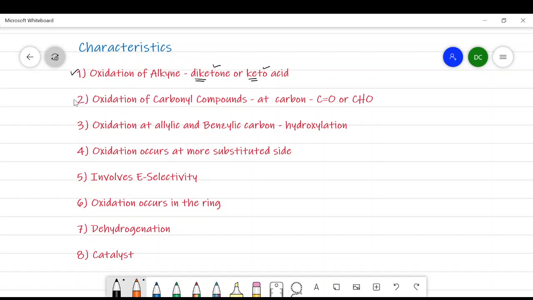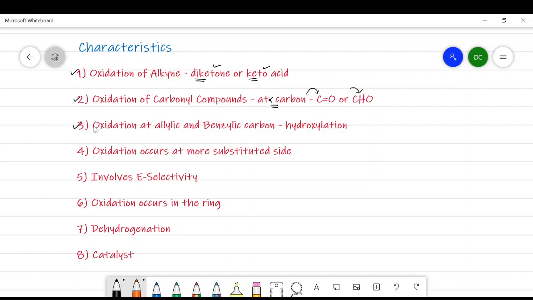Along with the oxidation of alkyne, it shows the oxidation of carbonyl compounds, and in that carbonyl compound, it should have an alpha carbon, and this alpha carbon may be converted into a C double bond O, or it is going to convert into CHO. It depends upon how many hydrogens are attached on this alpha carbon.